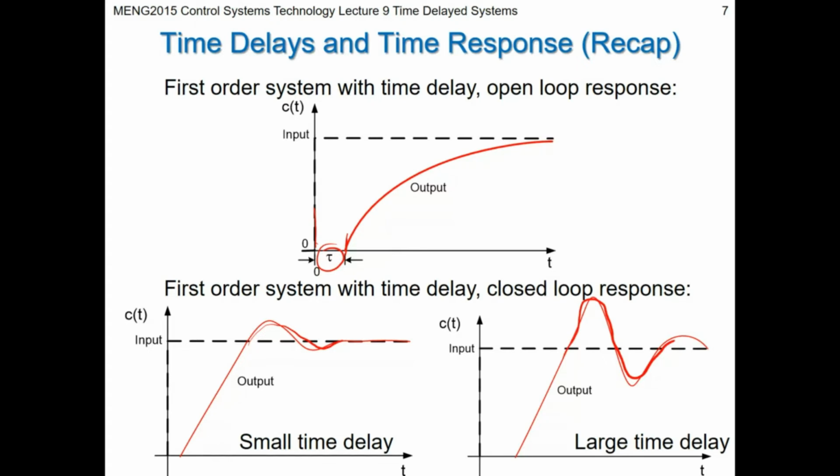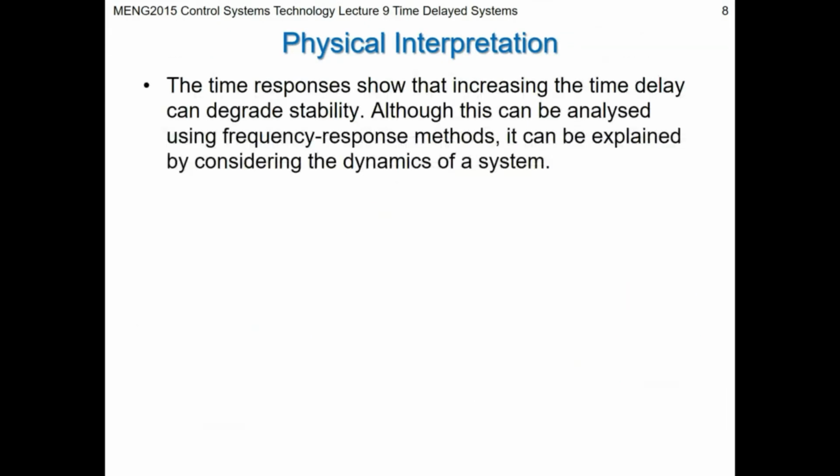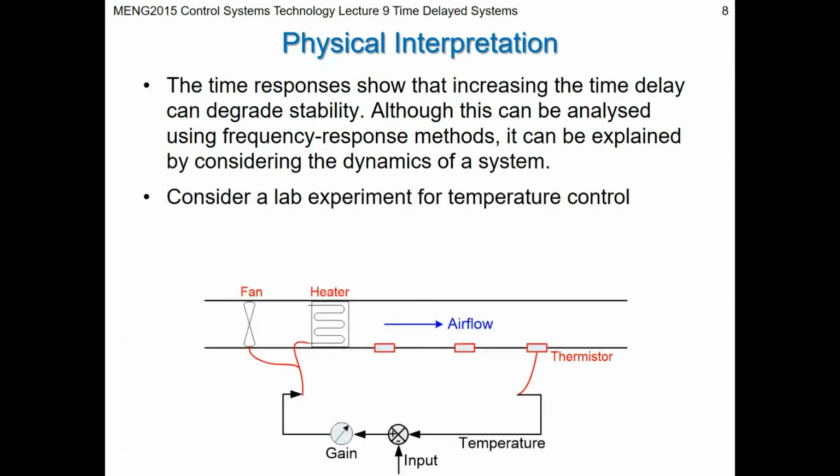The larger the time delay, the greater the instability or relative stability degradation that's going to take place, which is what you're seeing in the bottom right chart there. You're seeing the relative stability degrading, getting worse. The system becomes more oscillatory. The time responses show that increasing the time delay can degrade stability, and although this can be analyzed using frequency response methods, it can be explained as well by just considering the dynamics of the system.